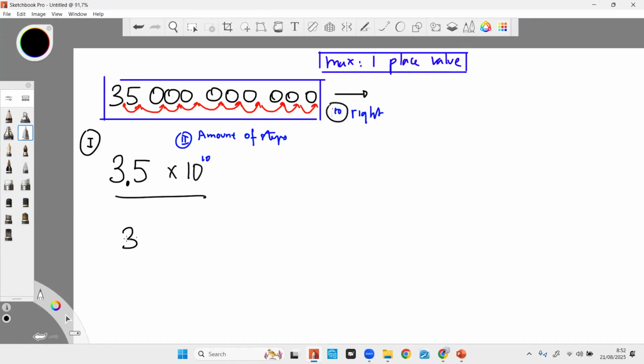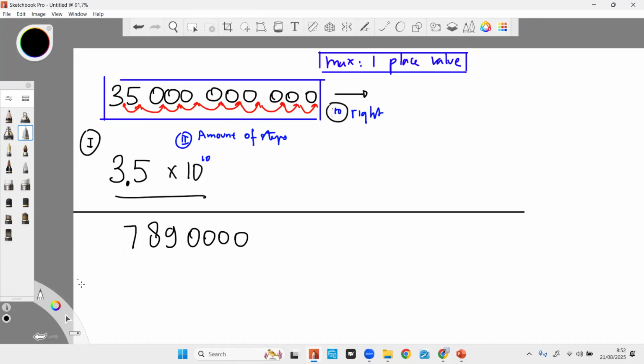Let's say I have another number, 7890000. Okay. So how do you convert this into standard form? Step 1, you find the maximum one place value. What is it? 7, right? So 7.89, not 78.9, not 789. So 7 point. It has to be 1 for the maximum place value. Cannot be more. Cannot be 10. Cannot be like this. This is wrong.